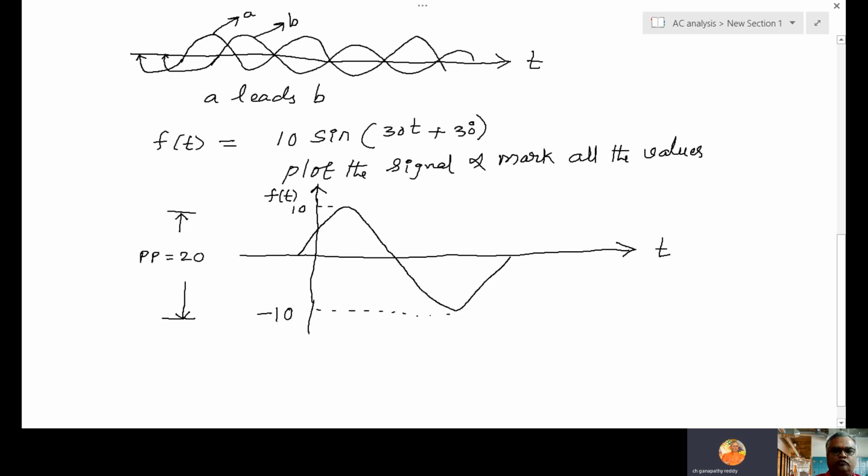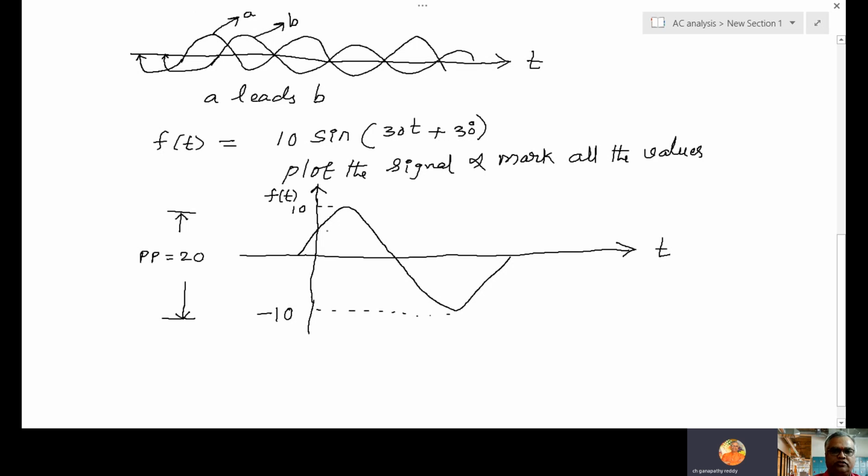Some students show plus 5, minus 5, so they understand it as a peak to peak of 10. It is because of the CRO effect. In the laboratory, in the CRO, generally we measure peak to peak, so they think that this 10 is peak to peak. It is a wrong concept.